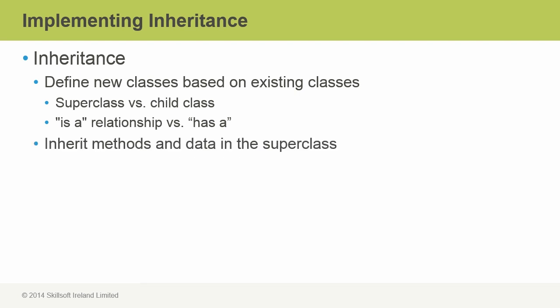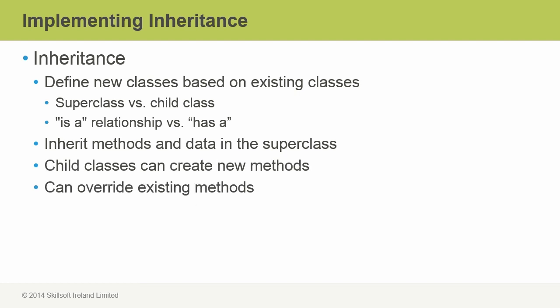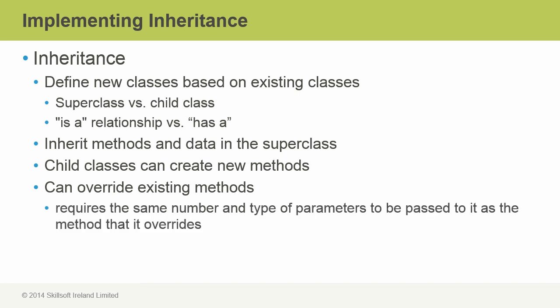Now, what inheritance allows us to do is actually inherit methods and data in the superclass. So anything that we may have set out in our superclass definition for, say, our vehicle, well, that would get passed on to the child subclass, or the child class, which would be the car. Now, child classes can create their own methods, but they can also do what's known as overriding existing methods. So basically, they take an existing method and create their own version of it.